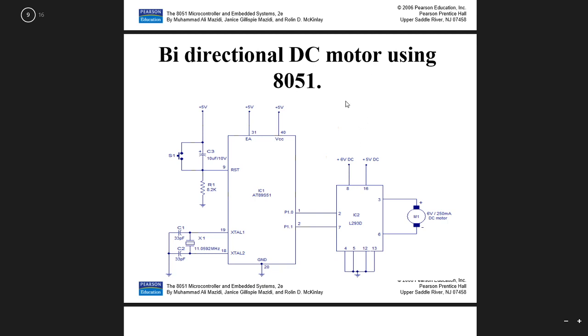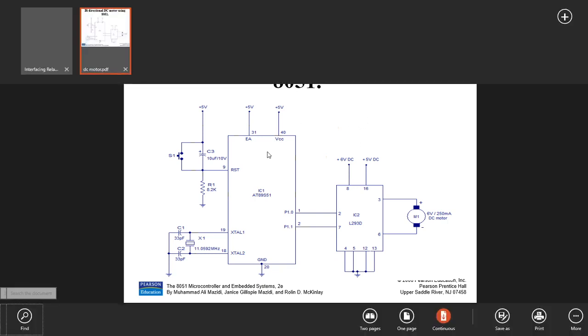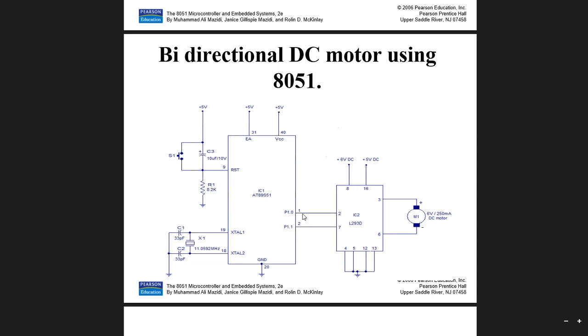Bidirectional DC motor using 8051 microcontroller. Here in the circuit, this is very simple. This is the 8051 microcontroller. It has the clocking circuit and a reset circuit with a push button.